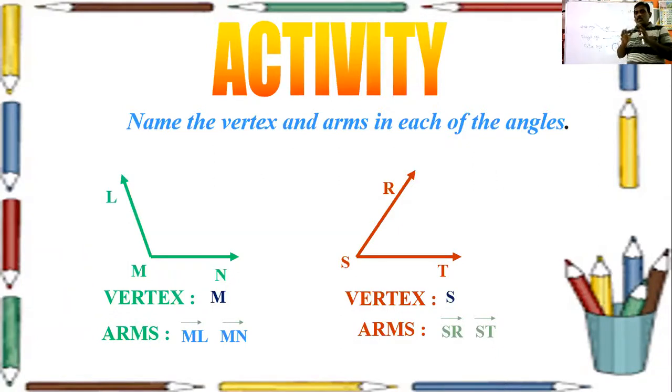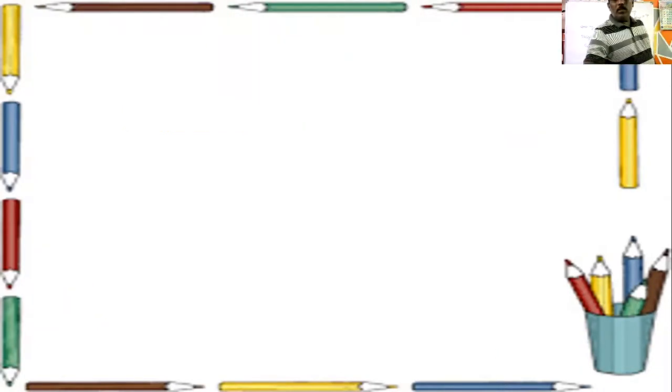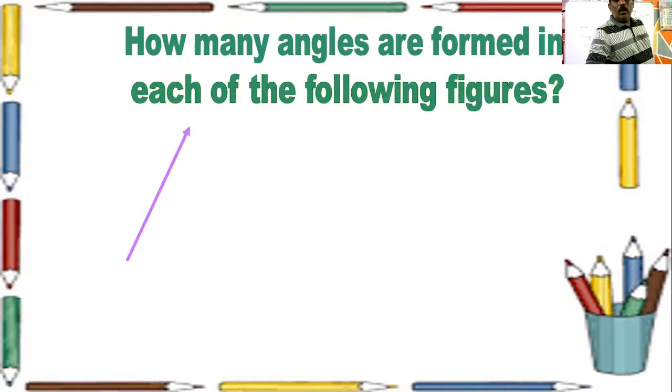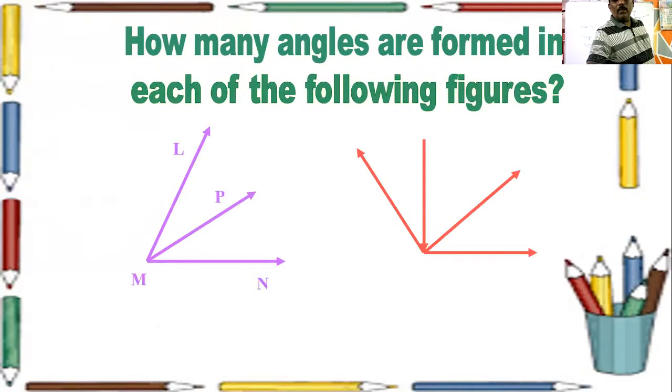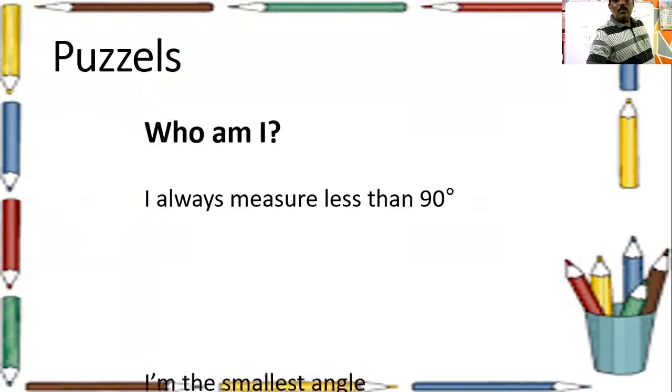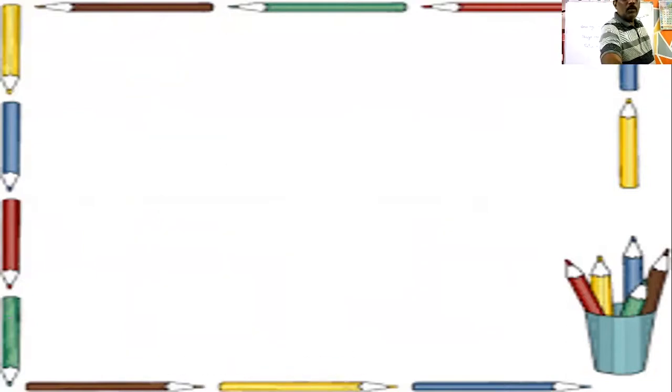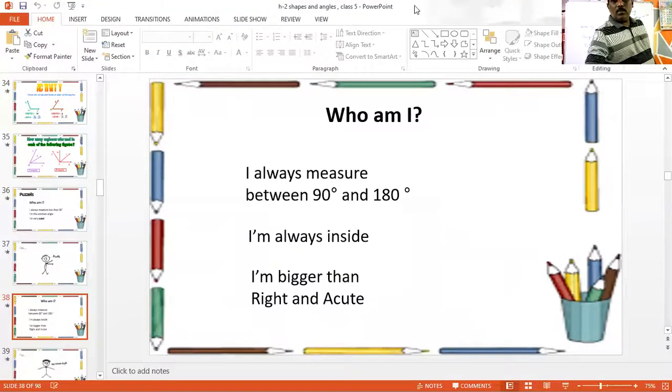So still many topics are there to discuss. How many angles you will get here, how many angles are going to be formed here. All these we will discuss in the next class. Still so many topics to be covered.